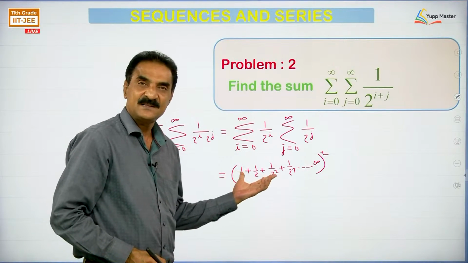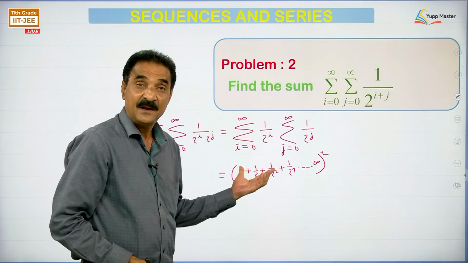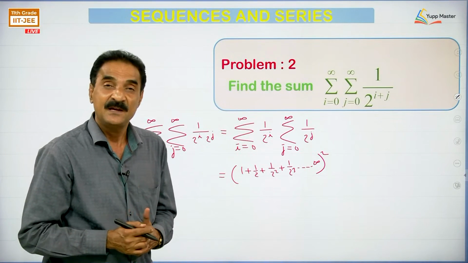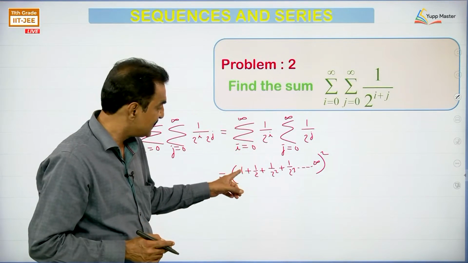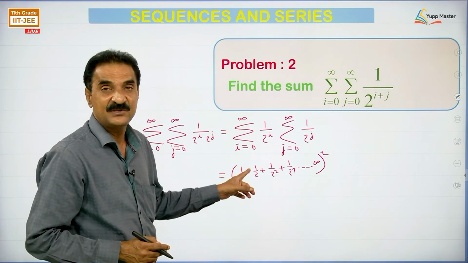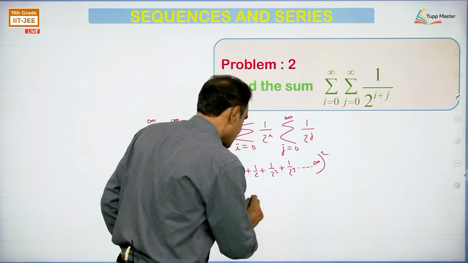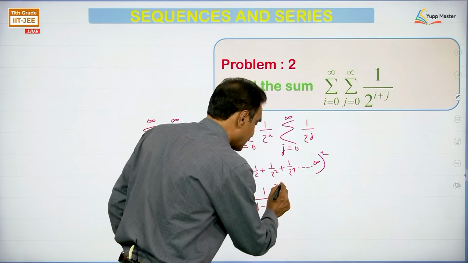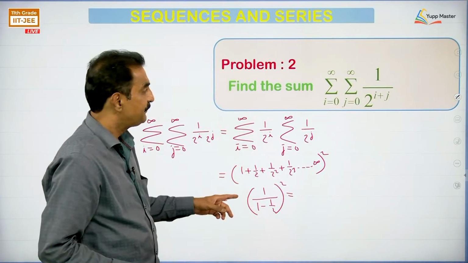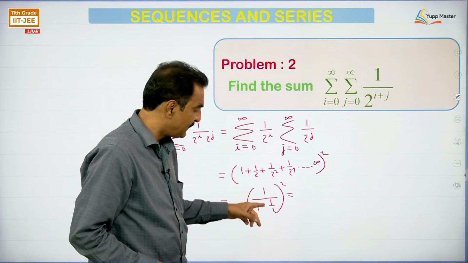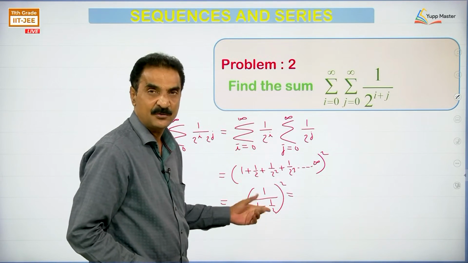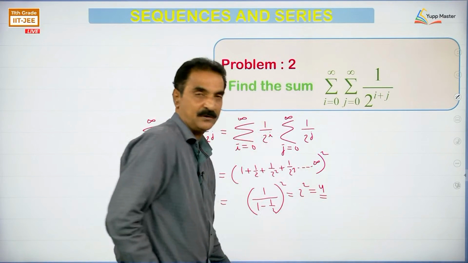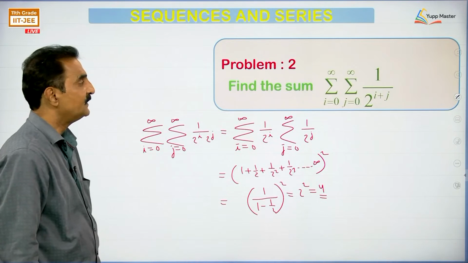And what is this sequence? It is an infinite GP. What is the formula for sum of the infinite GP? a by 1 minus r. a is first term 1 and common ratio is 1 by 2. So this sum is 1 by 1 minus 1 by 2, a by 1 minus r, whole square. Okay, and 1 by 1 minus 1 by 2 will be equal to 2. So 2 square. Answer is 4. Alright. Next question.